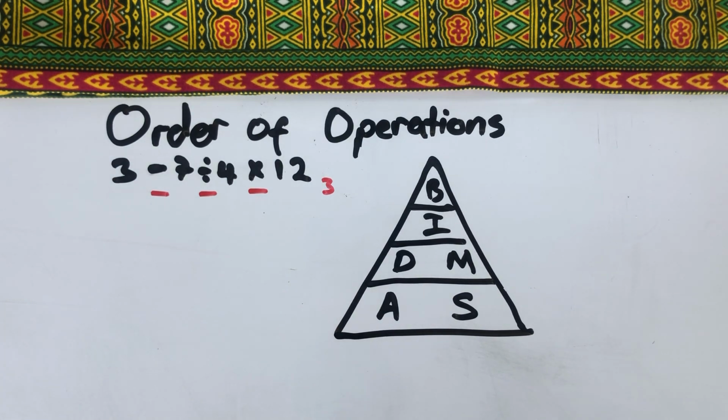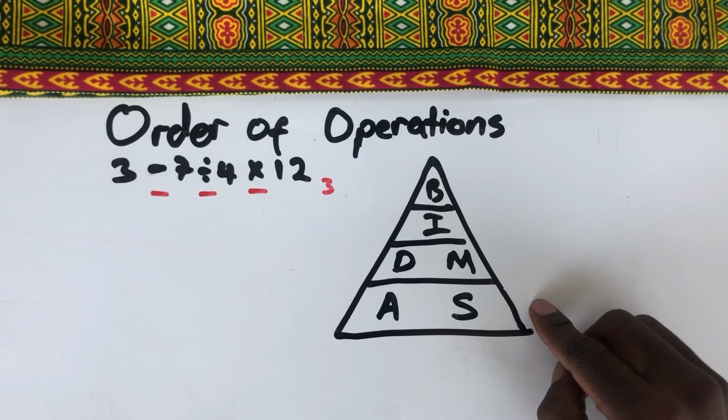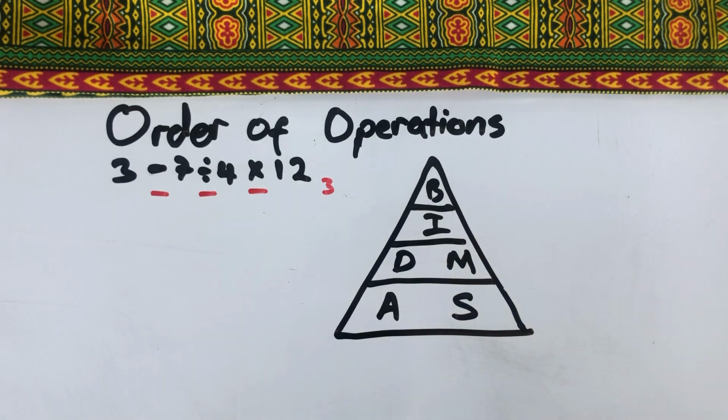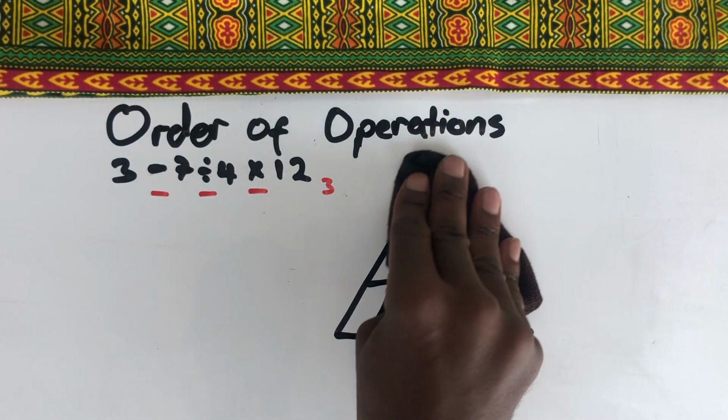And why are these on the same level, you may ask? They are on the same level because they are simply opposites of each other. These two and these two undo each other, or we can say that they reverse each other. Let me illustrate that quickly.